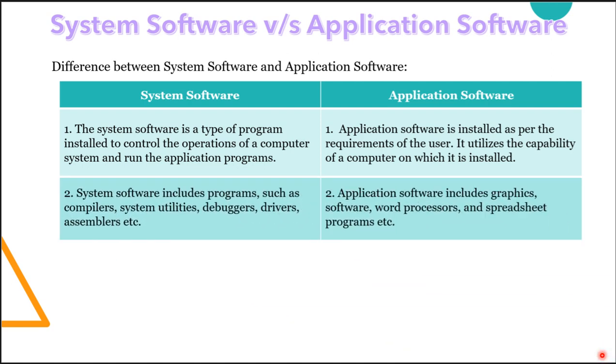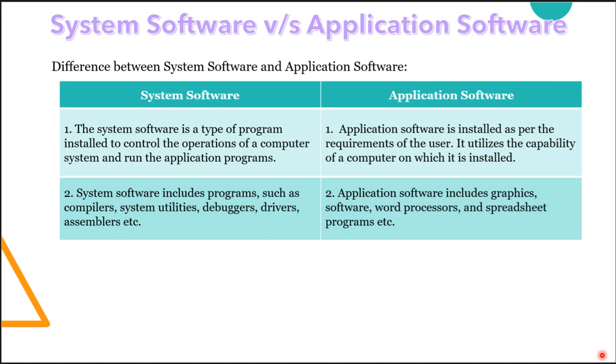Second difference, on the basis of types of software. System software includes programs like compiler, operating system, system utilities, debuggers, drivers, assembler. These are the types of system software. And application software includes graphics software, word processor software, presentation software, DBMS software, multimedia software, spreadsheet programs. These are the application software.